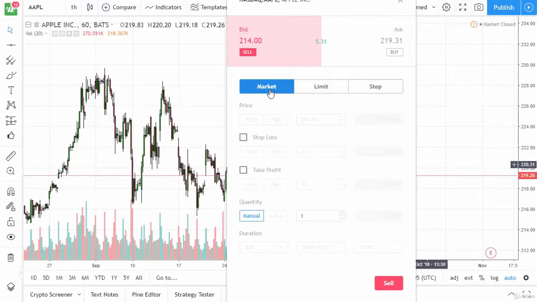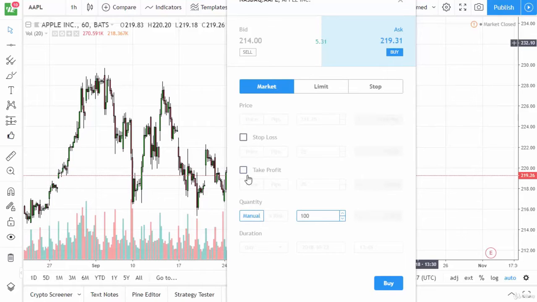And there's a market order that comes up. Now, the market's closed, so the gap shouldn't be $5.31 on Apple, but it is because the markets are closed. We don't actually have any trading going on. But a market order would be simply buy or sell. So say I wanted to buy Apple. A market order would put me in the market at the best available price for however many shares I'm willing to buy.